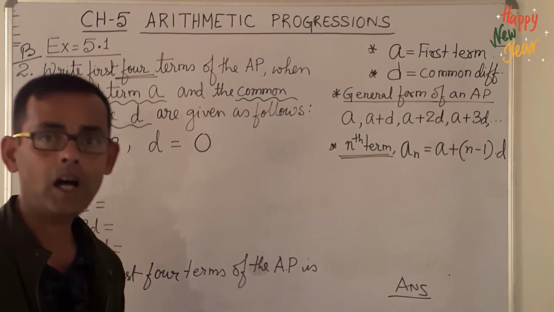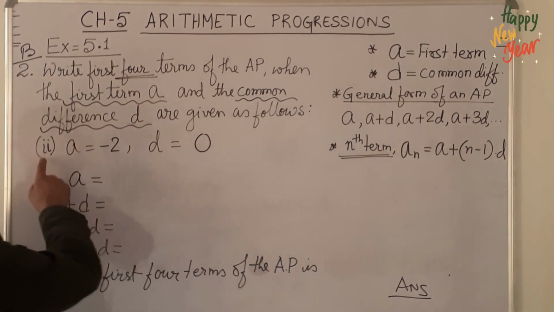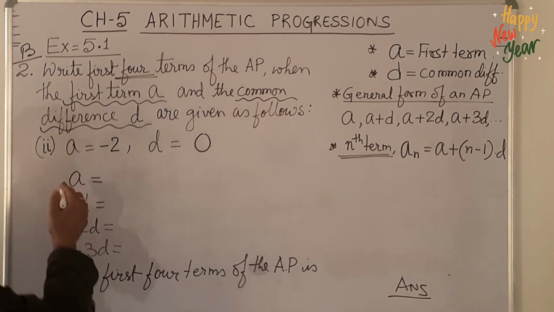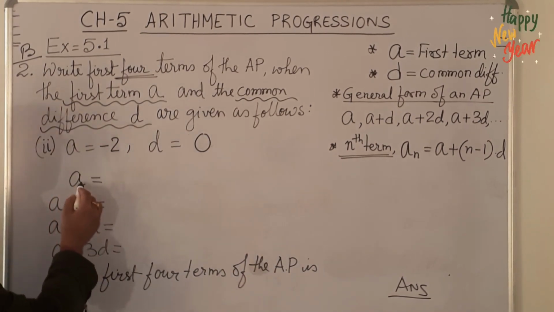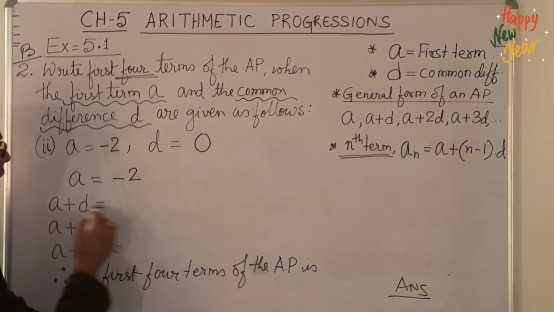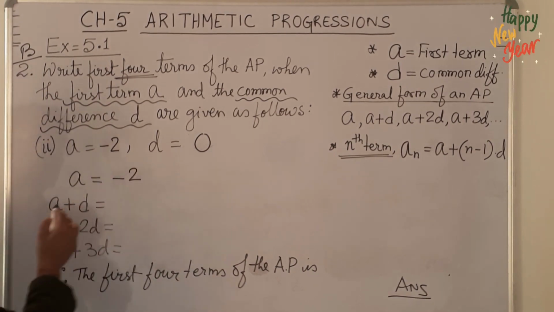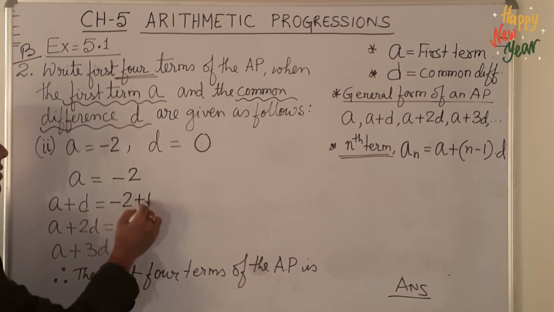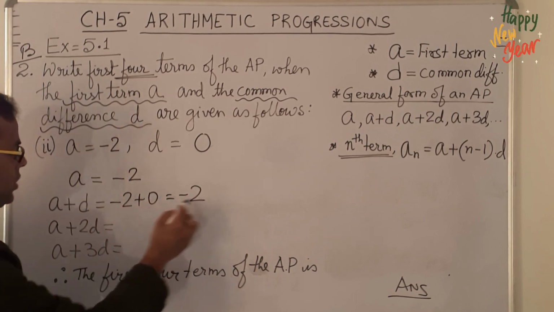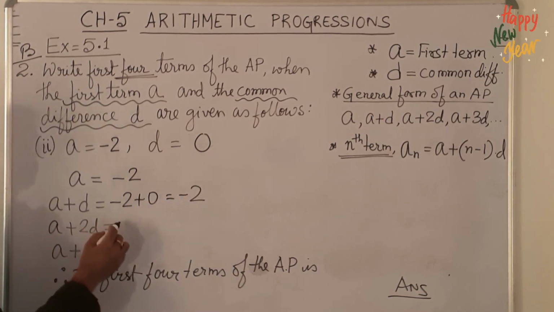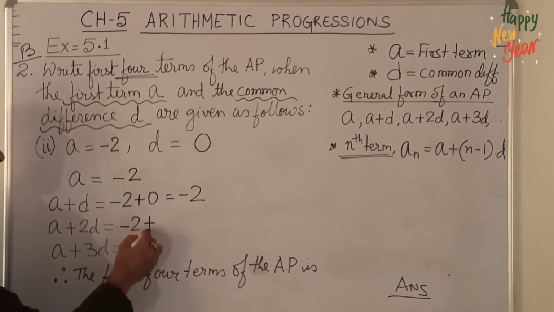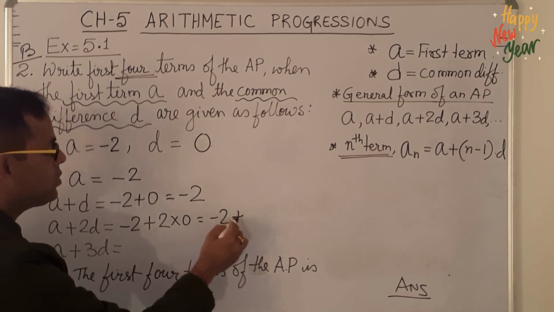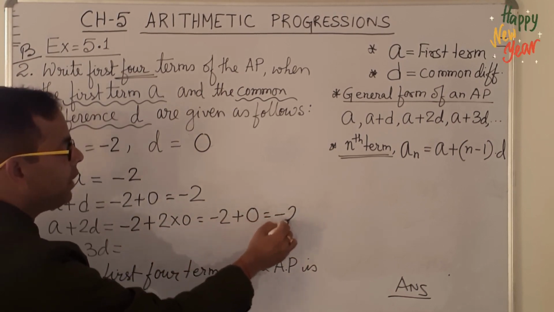Now Roman 2. A is how much? Minus 2. D is how much? 0. So in the same way I will use the same formula. A is minus 2 and D is 0. So the second term will be A plus D, then minus 2 plus 0. So how much will you get? Minus 2 only. Then A plus 2D, so minus 2 plus 2 into 0. Minus 2 plus 2 into 0 is 0 only. So you are getting minus 2.